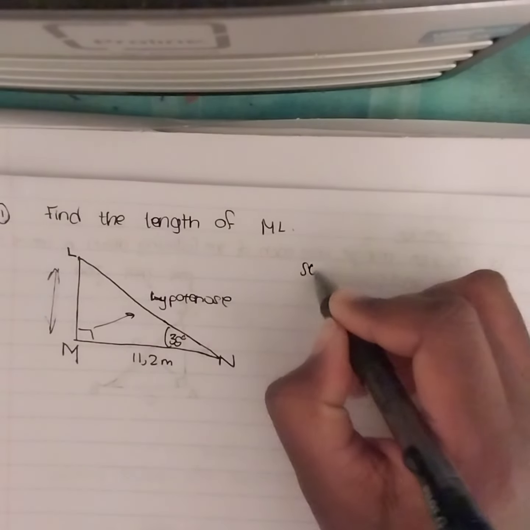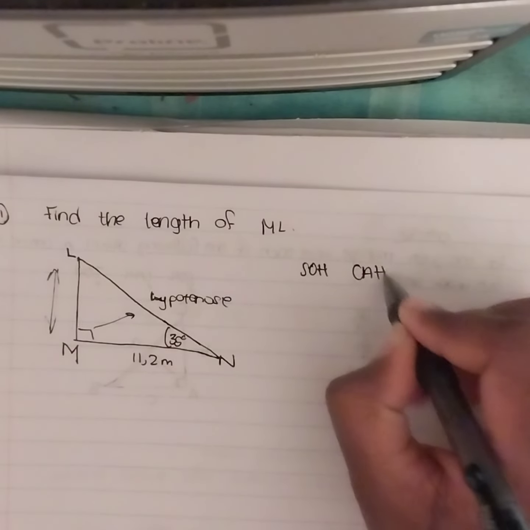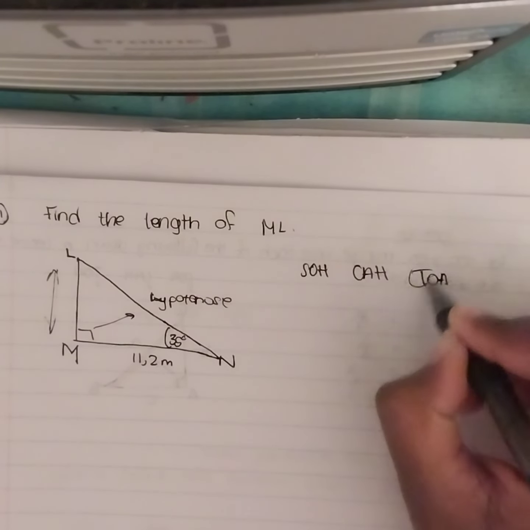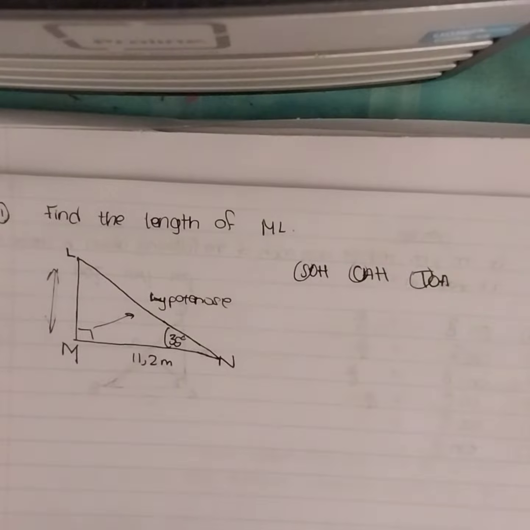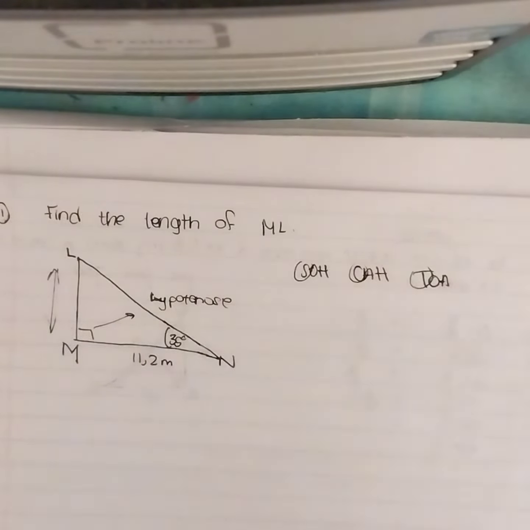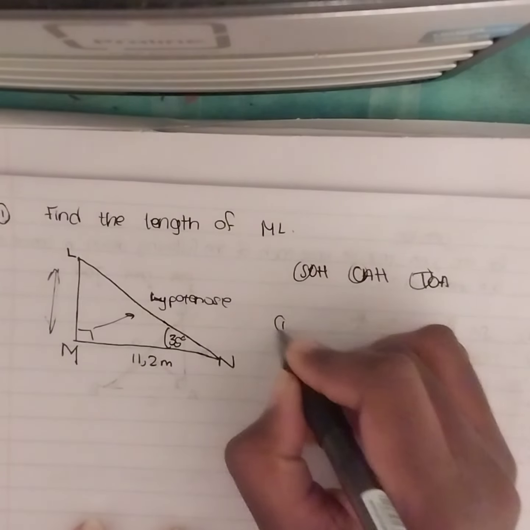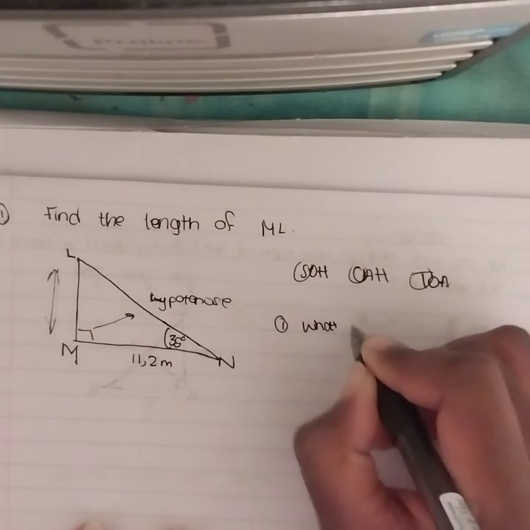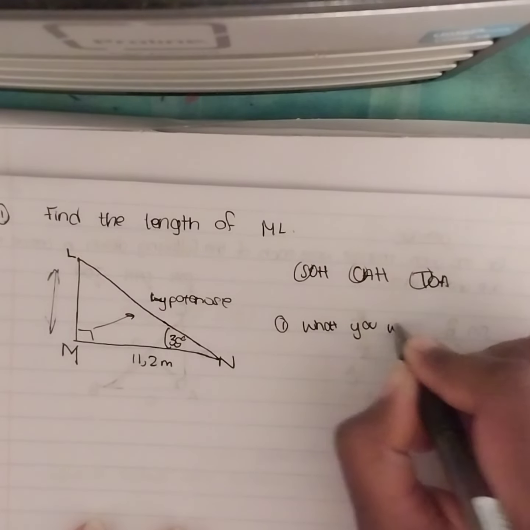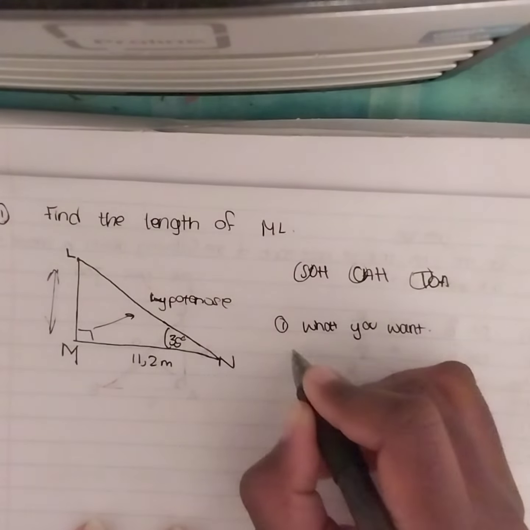Now between these three trigonometric functions or ratios, which one are we going to use? Are you going to use sin? Are you going to use cos? Or are you going to use tan? Let's find that out. Find the length of ML. What do you want? Always start with what you want, and then with what you have.